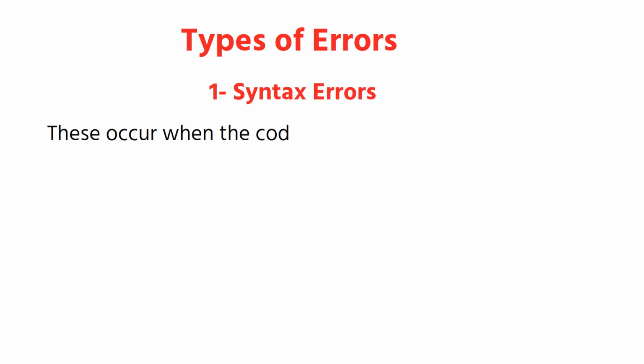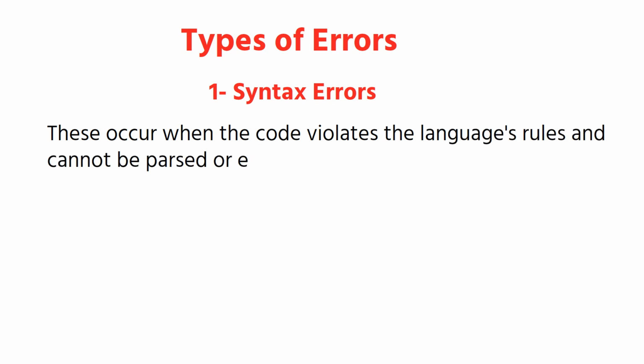Types of errors. In JavaScript, there are different types of errors. Syntax errors: these occur when the code violates the language's rules and cannot be parsed or executed.